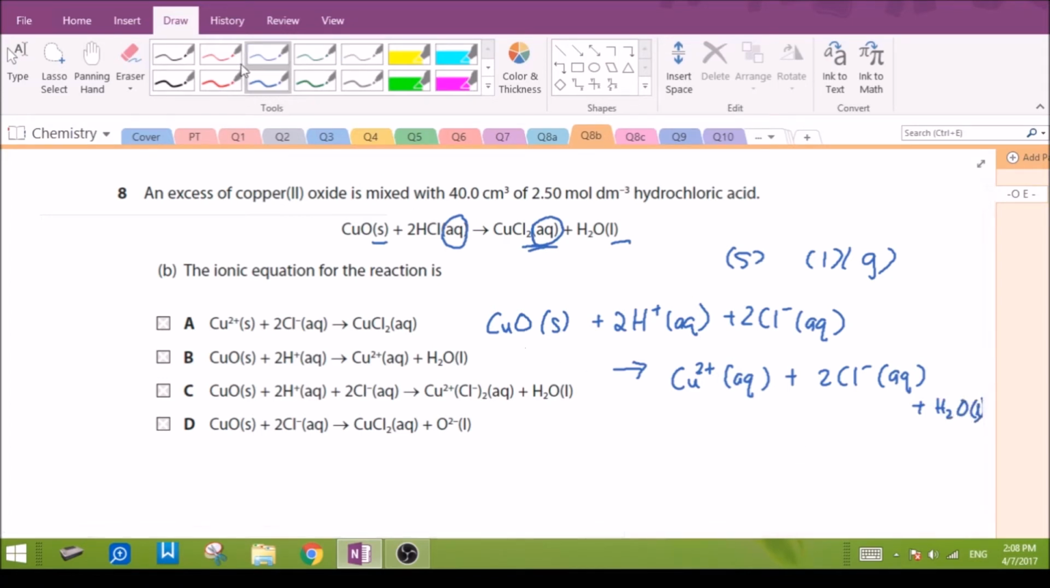And then finally, we will cancel whatever appears the same on both sides of the expression. We have 2 chlorides here and 2 chlorides on the other side. The rest do not appear on both sides of the equation, so they are left alone. So finally, we have our ionic equation that corresponds to option B. Only the chloride ions were cancelled out.